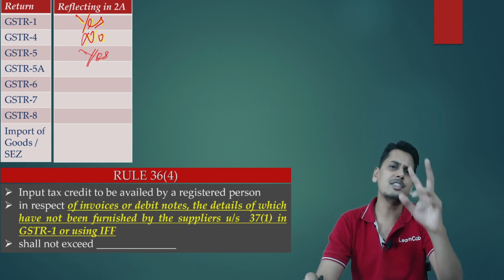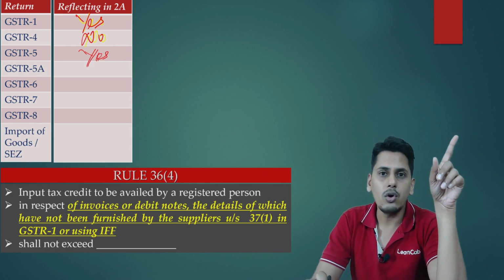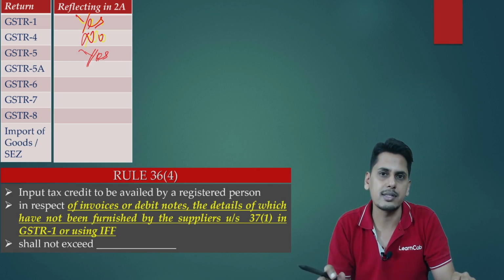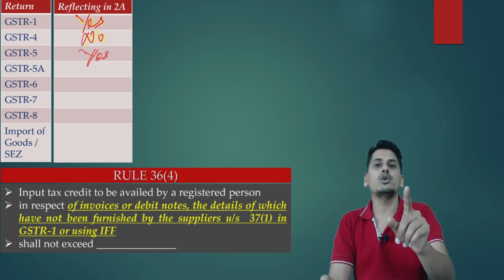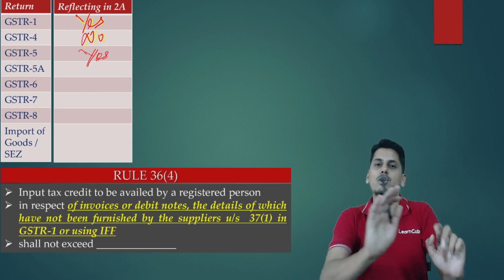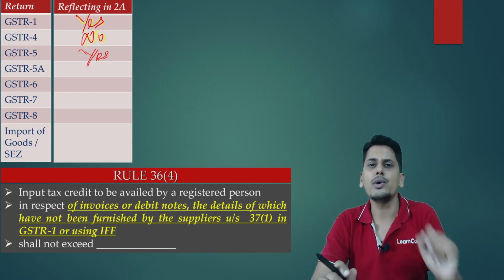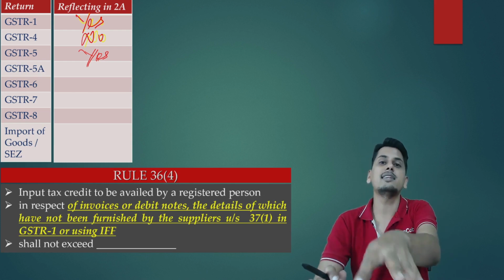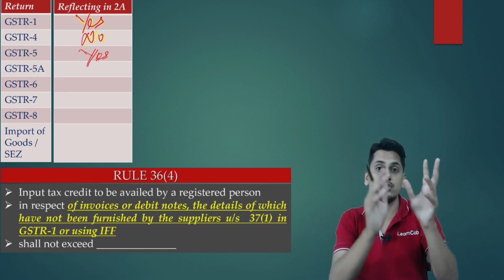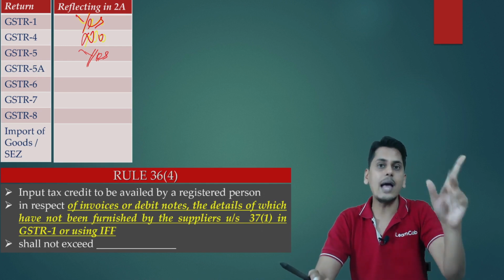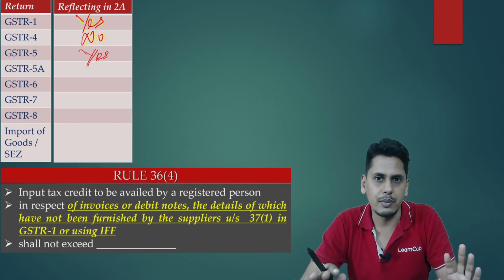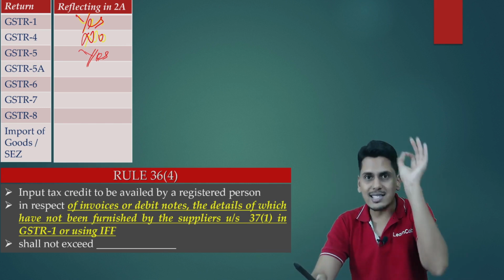GSTR 5A, who files GSTR 5A? The OIDAR supplier who is sitting in non-taxable territory and making supplies to whom? Basically an unregistered person. When the supplies are made to an unregistered person, only then GSTR 5A is filed. See friends, if an OIDAR supplier sitting in non-taxable territory makes a supply to a registered person, GST would be paid under reverse charge mechanism. The OIDAR supplier is not even liable to pay taxes on it. When is he liable to pay taxes? When that person is making a supply to an unregistered person.